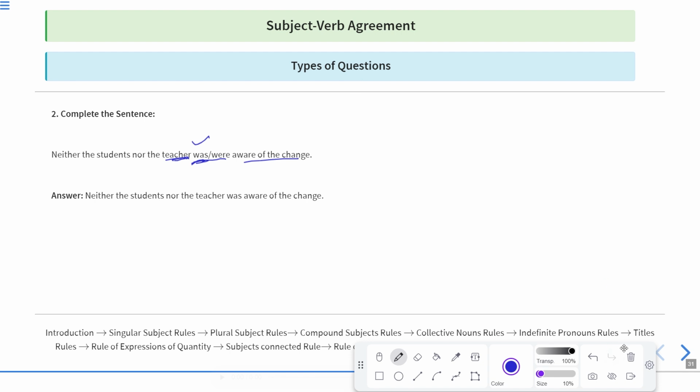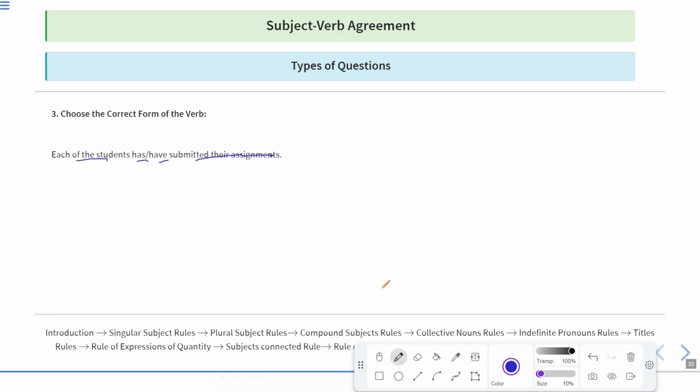Now let us move to the next one. The next is choose the correct form of the verb. Each of the students has or have submitted their assignments. Now, in this sentence, we have to look for the verb which should come. Whenever we talk about each, it is always considered singular. With each, every, neither, we always use the singular form of the verb. So in this case, has will be the correct answer. So here, each of the students has submitted their assignments.